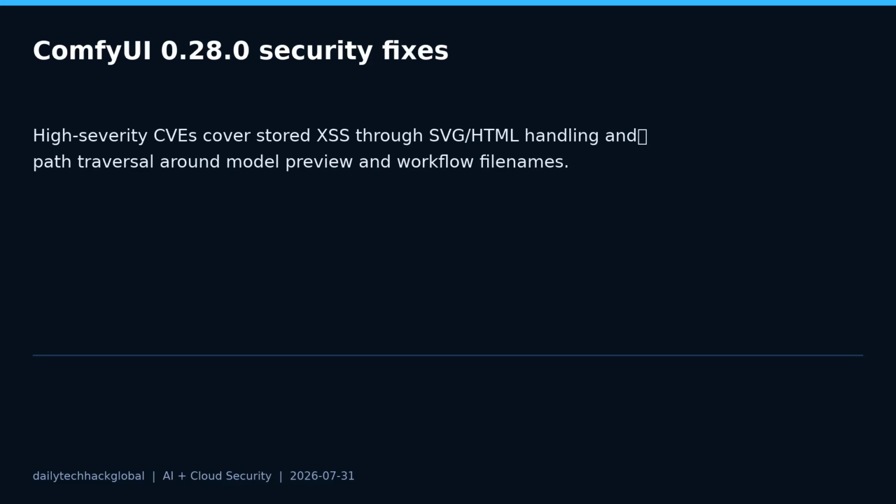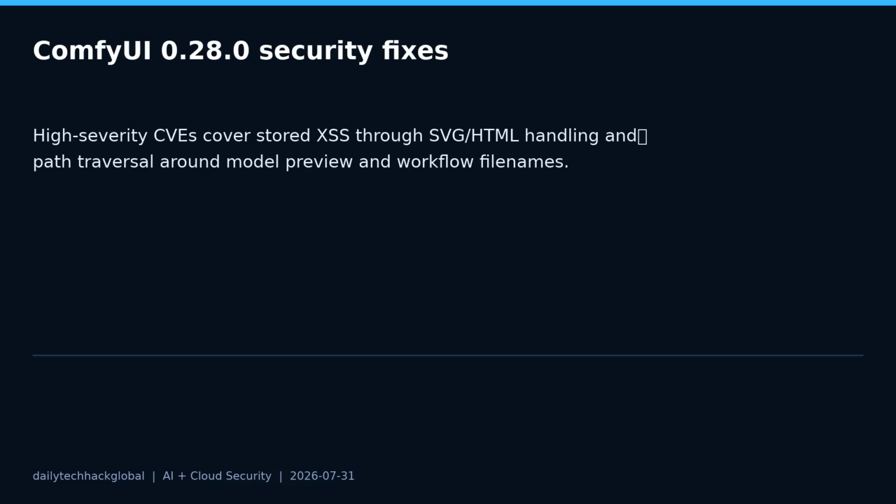CVE-2026-56671 and CVE-2026-56673 involve filename handling paths that can allow traversal outside expected model or workflow directories. These issues are especially important where ComfyUI is shared by teams, exposed through tunnels, or connected to valuable model weights, credentials, or browser sessions. There is also a Chrome AI component CVE worth noting.